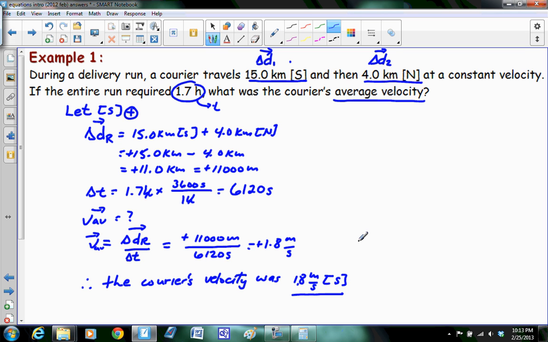And let's just double check significant digits. We've got 2, 2, 3, so my least number is 2, and my final answer here is 2 significant digits. And we're done.